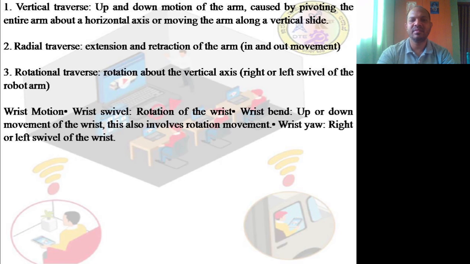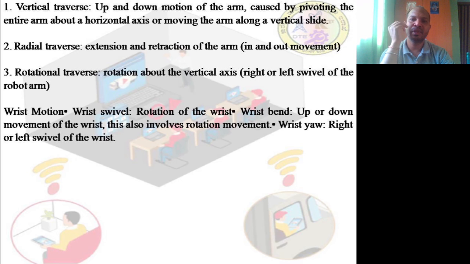The three body motions are the vertical traverse, the up and down movement of the arm caused by pivoting the entire arm about a horizontal axis or moving the arm along the vertical axis; the radial traverse, extension and retraction of the arm in and out; and then the rotational traverse, rotation about a vertical axis, right or left swivel of the arm.